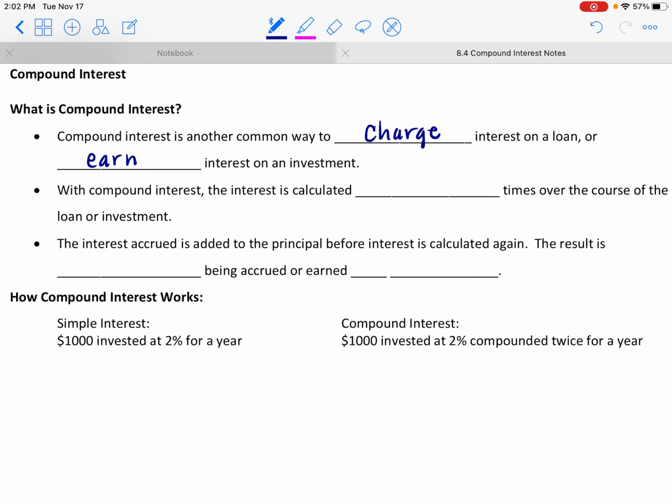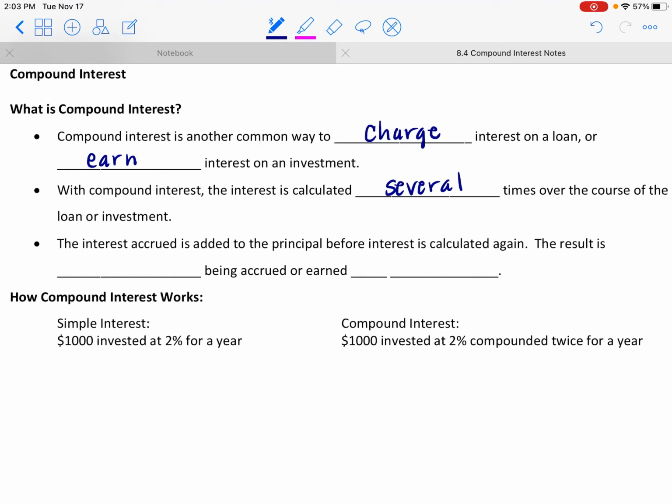Now with simple interest, if you recall, the interest is calculated one time over the course of your loan or your investment. With compound interest, the interest is going to be calculated several times depending on the terms of your loan or your investment. So it generally won't be once because that would be simple interest. It's generally going to be, we can say, daily, weekly, monthly, quarterly, semi-annually, and we'll talk more about those words in a little bit, but multiple times throughout the year, okay?